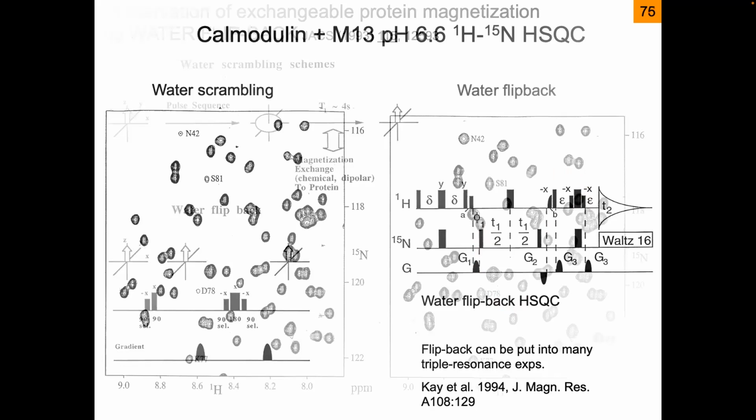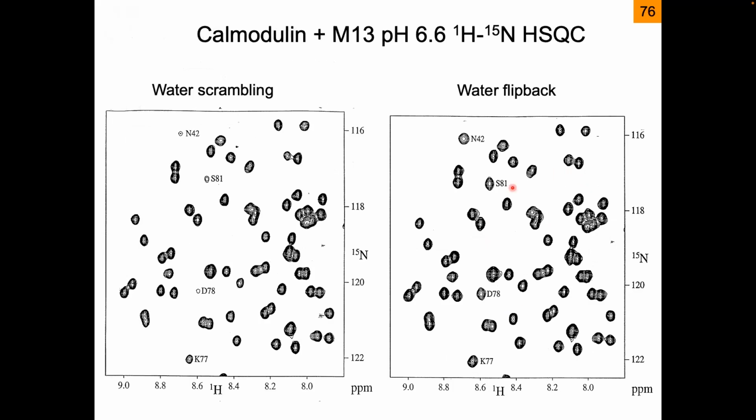Now, you see the effect here. So this is calmodulin at pH 6.6. This is still actually moderate exchange with water. You know that the hydrogen exchange with water is acid and base catalyzed. So when you go to high pH values, it gets faster and faster. And you see here, this is now an HSQC with water scrambling, where you kill the water. And here these resonances N42, S81 or so, D78 are hardly visible. But when you do the water flip-back, you get a lot of the intensity back.